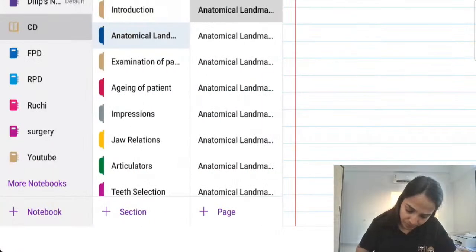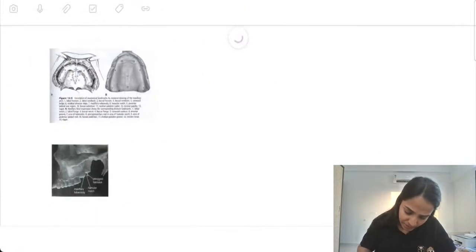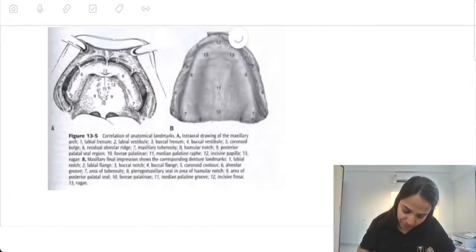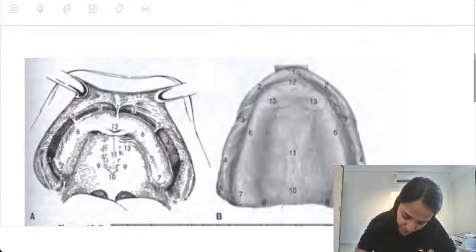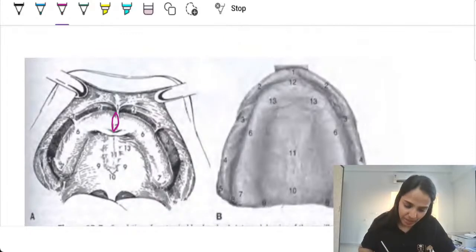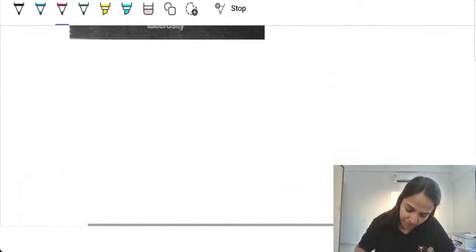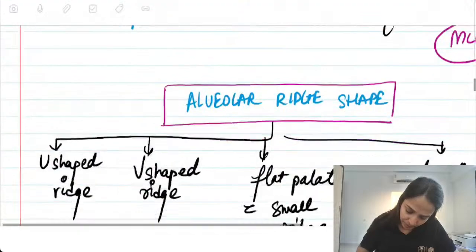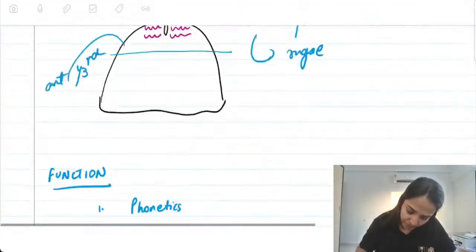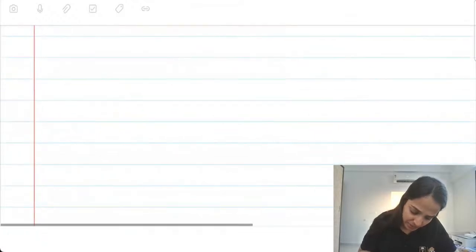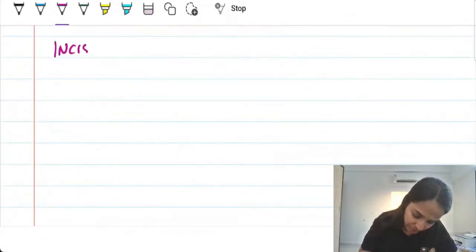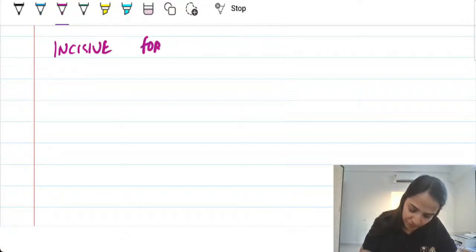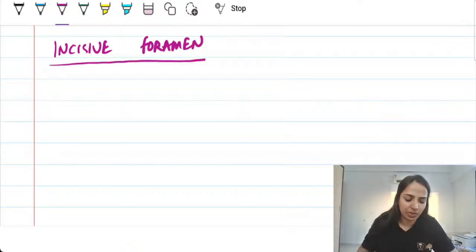Now, since we were discussing incisive papilla, I thought let us show you incisive papilla and where it comes. So this is the anterior part. This is where incisive papilla comes, and from our incisive papilla, let us now discuss incisive foramen. So the next in line is incisive foramen. Foramen means what? A hole, a bony opening which is present is called a foramen.